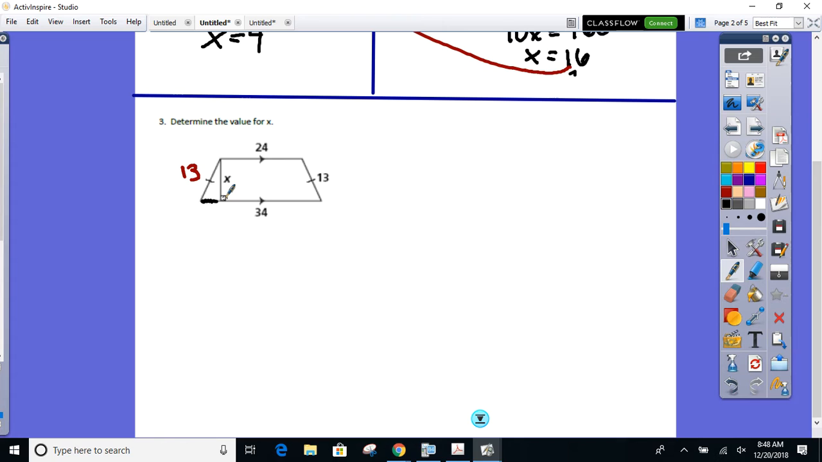Could you draw another altitude in here? Ready everyone? Let's draw the other altitude in. And look what you end up forming: a rectangle in the middle, and two right triangles that are congruent on the outside.